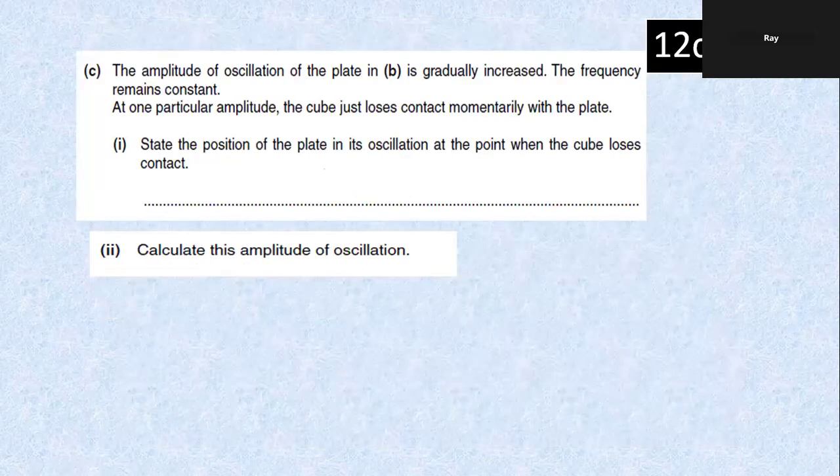The amplitude of the plate in B is gradually increased. The frequency remains constant. At one particular amplitude, the cube just loses contact momentarily with the plate. State the position of the plate in its oscillation at the point where the cube loses contact.